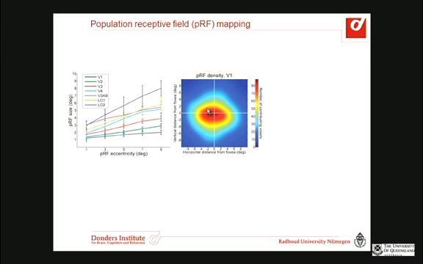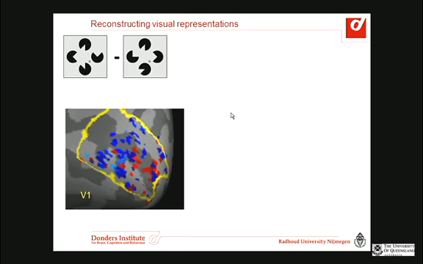And we also found that there are more voxels with a receptive field close to the fovea, these crosshairs, than in the periphery. So the receptive field measurement yielded some results that are in quite close correspondence with literature.